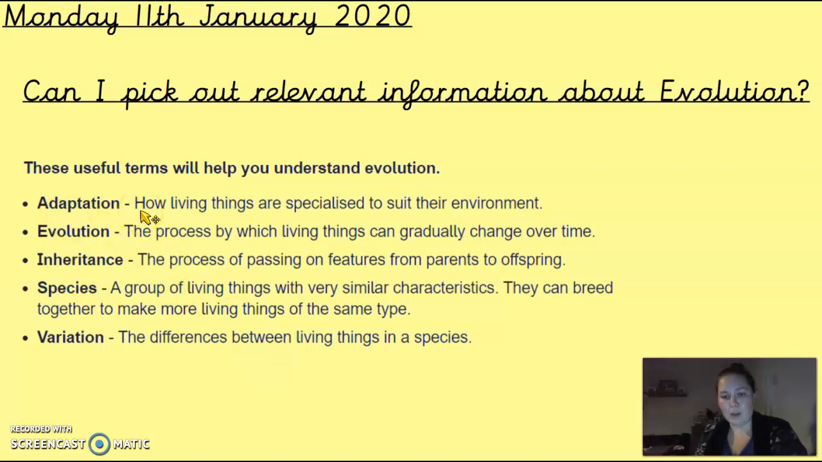Adaptation, we will hear that word, refers to how living things, animals and plants, are suited, adapt to their environment. Inheritance is how features are passed on from parents to offspring. So it happens with us. You might have the same hair colour or eye colour as your parents, but it also happens with animals. The features are passed down to the children. A species of animals is a group of living things with similar characteristics, and variation is the differences between animals in those species.